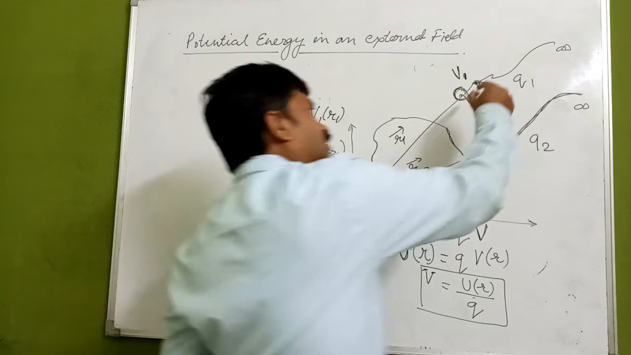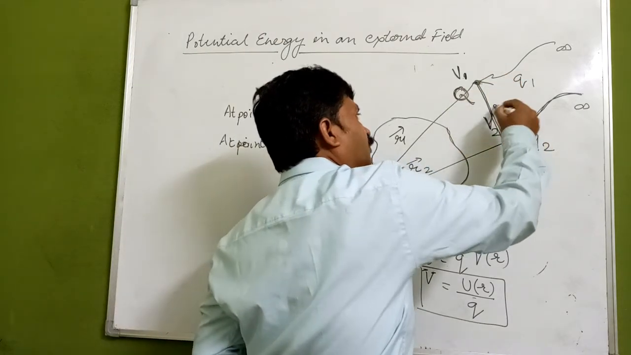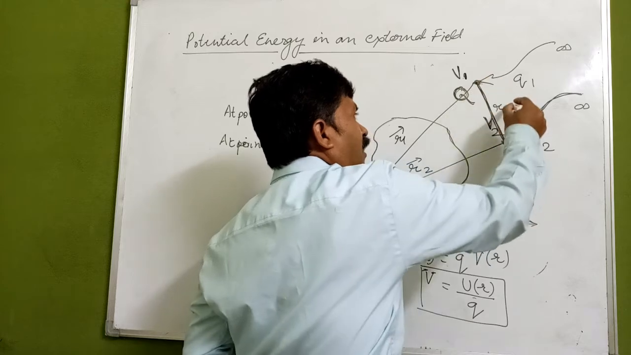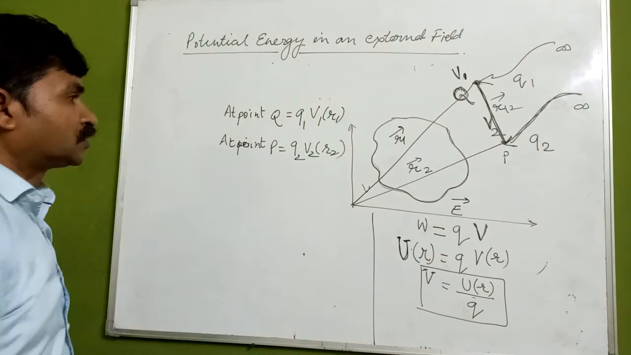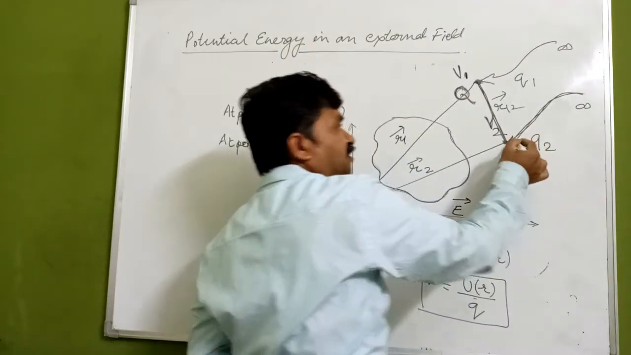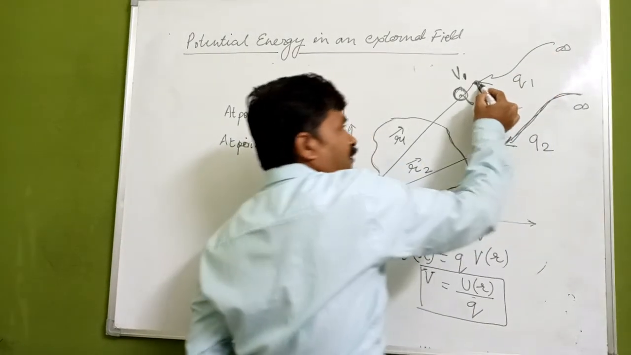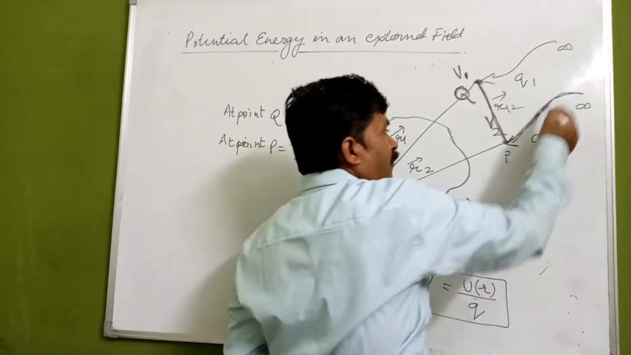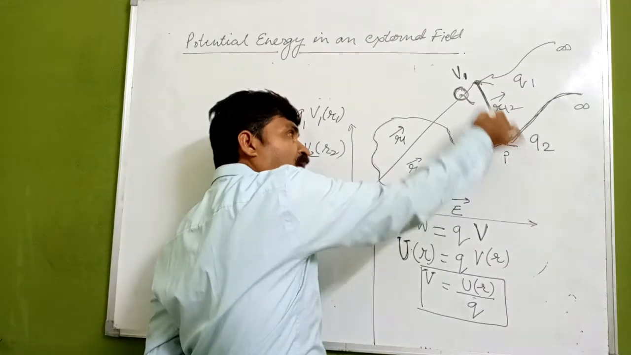Now if we go through this, what are we getting? We are again getting this R12. I am talking here about R12. This is also a vector. So if we are bringing this charge first, and then bringing this charge, we have brought this charge first at Q, and we have brought this charge after that. So we have to work against this also.